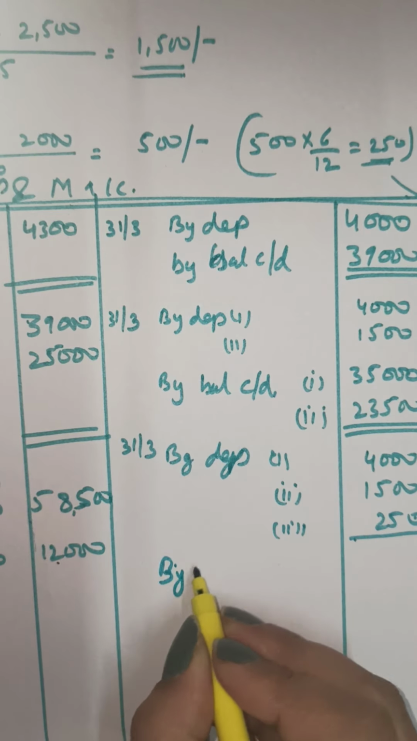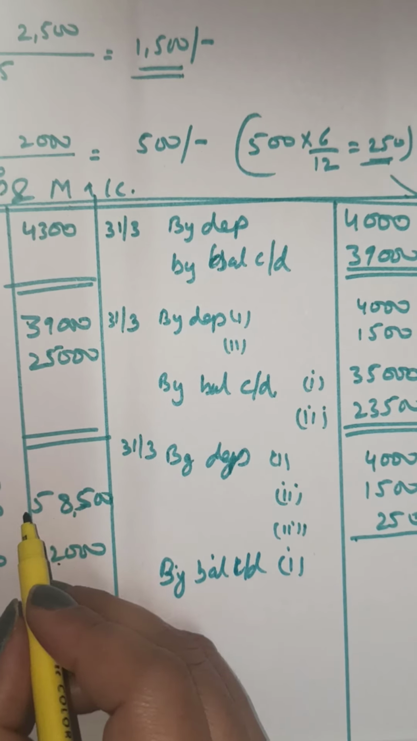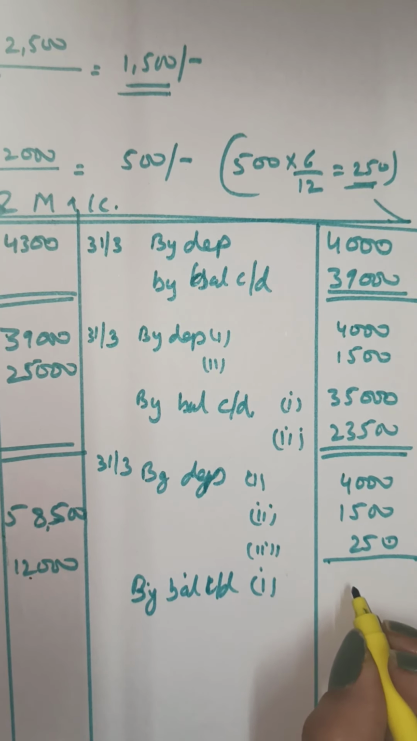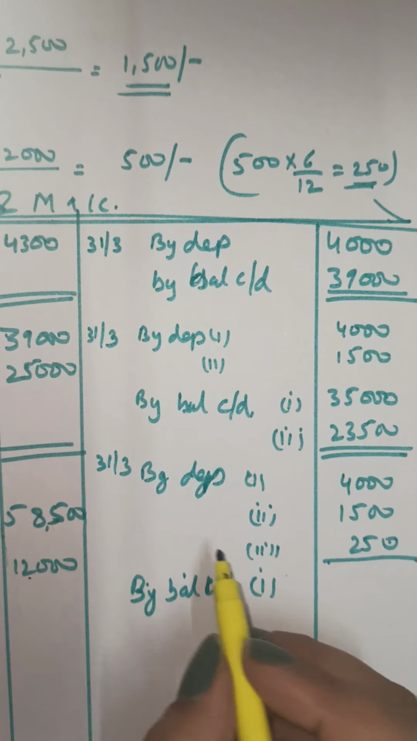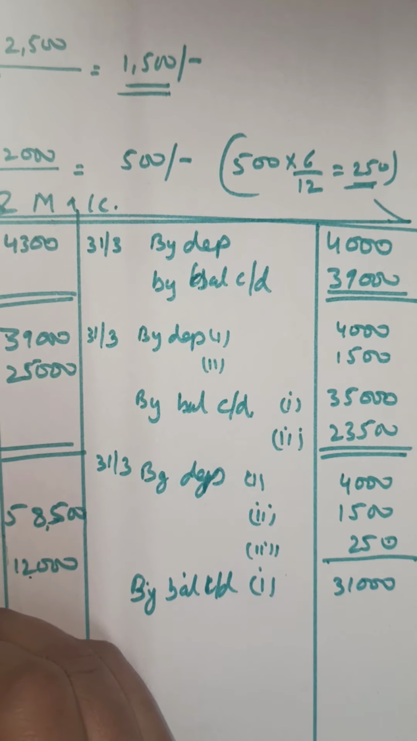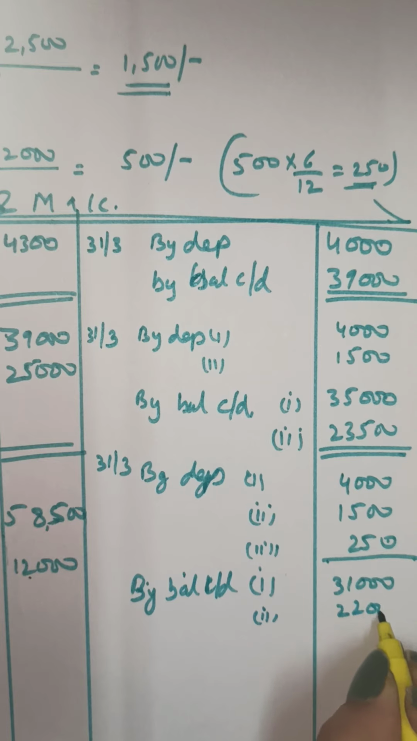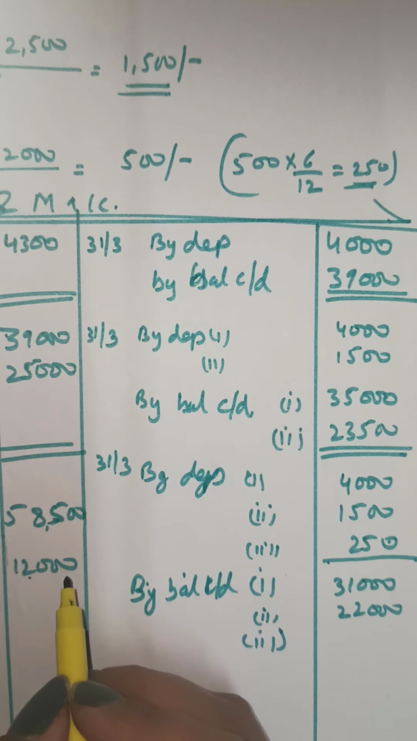So by balance carried down, 1 will be 35,000 minus rupees 4,000, that is 31,000. Second asset 23,500 minus 1,500, the second asset is rupees 22,000. Third asset, 12,000 is purchased for 12,000.